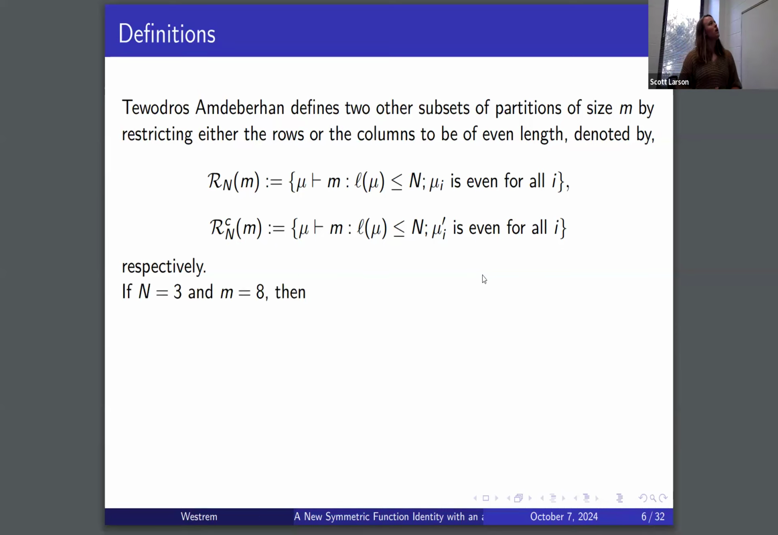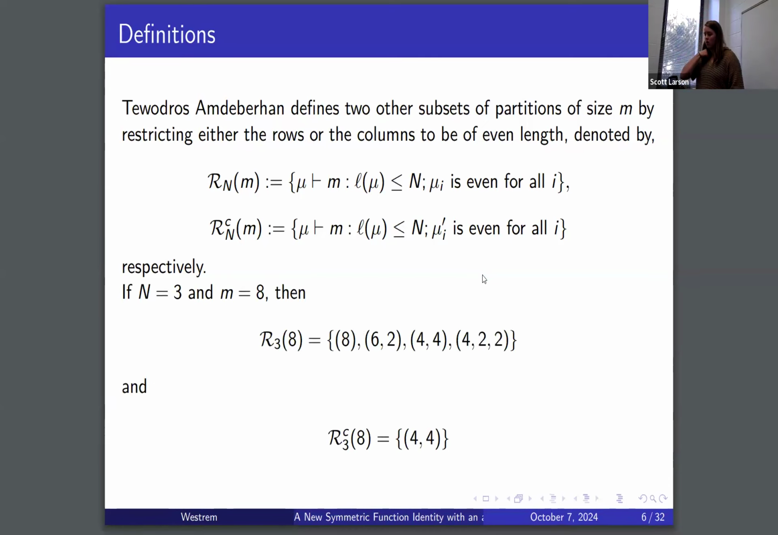For example, if capital N is 3, and we're looking at partitions of size 8, then R3 of 8 would be these 4 partitions here. Again, at most 3 parts. And R3C of 8 would just be 1, because we could have at most 3 rows and we want the columns to be of even length, so we only get 1 here.